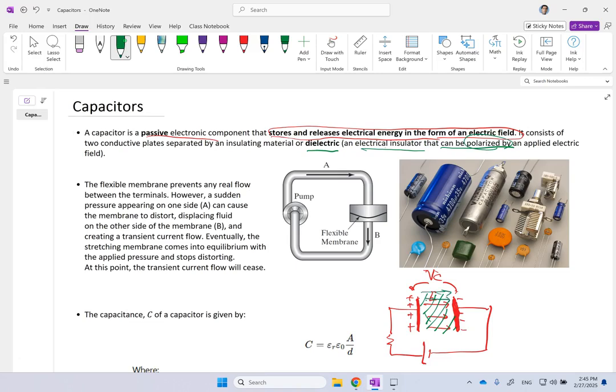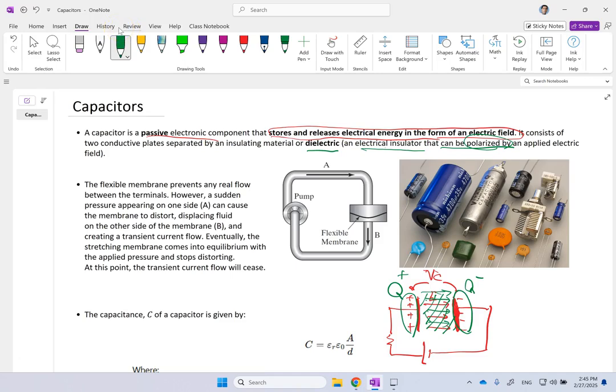So it can make this field stronger, and it can basically allow more charge to be stored and held on these plates, if we call these charges Q, okay? Because it can also be polarized. So this is a simple capacitor.